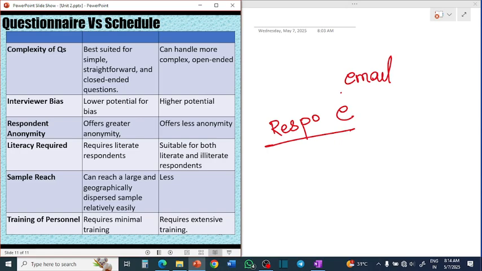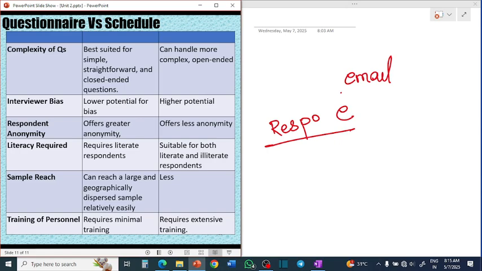Then we come on to literacy. If we talk about literacy, that person has to be quite literate to respond to the questionnaire, because the person has to understand the particular language and give their answers according to that question. And in schedule, the enumerator will do all the work. The person can be literate or may not be so literate, and it will be easier for them to fill up the schedule. Then the sample size: in case of questionnaire, we can send the questionnaire to a large group of people. And in case of schedule, we can cover a smaller number of people.